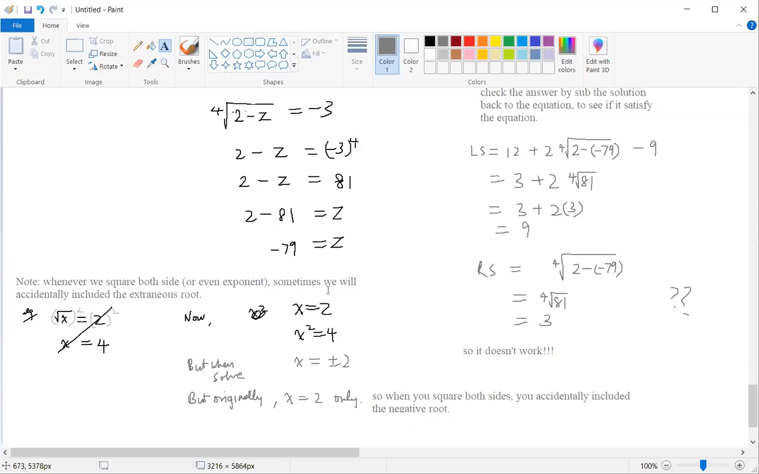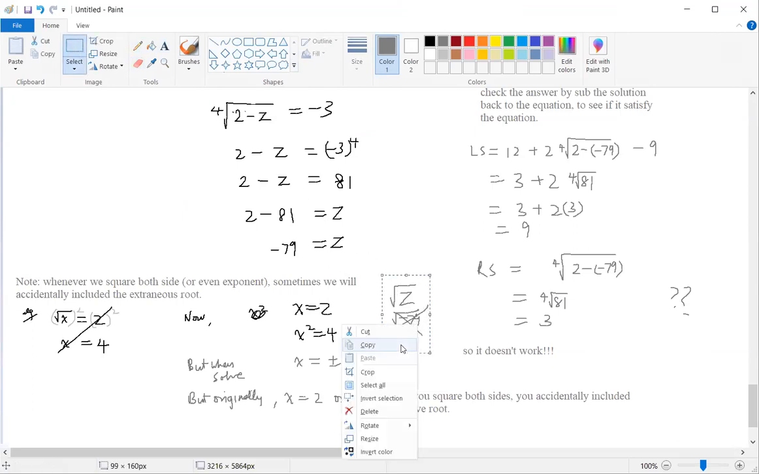Wait, can't you just tell that there's no solution because this is impossible? Well, the problem is not the -79. You can minus a negative, so there's no problem there. You are solving for Z, not for the square root of Z. If you have just Z here, then you cannot take the square root, but here it is 2 minus Z.